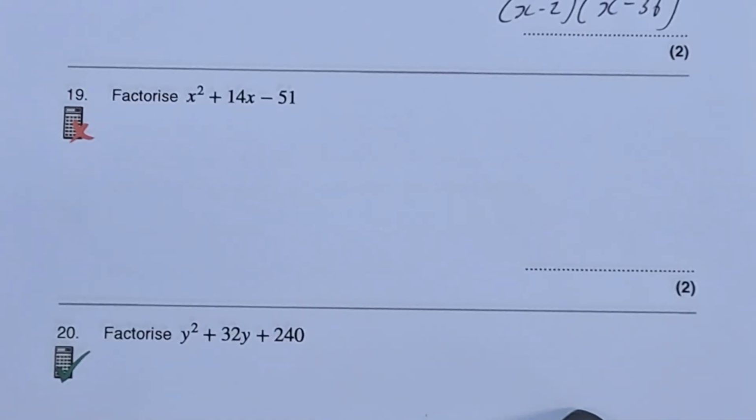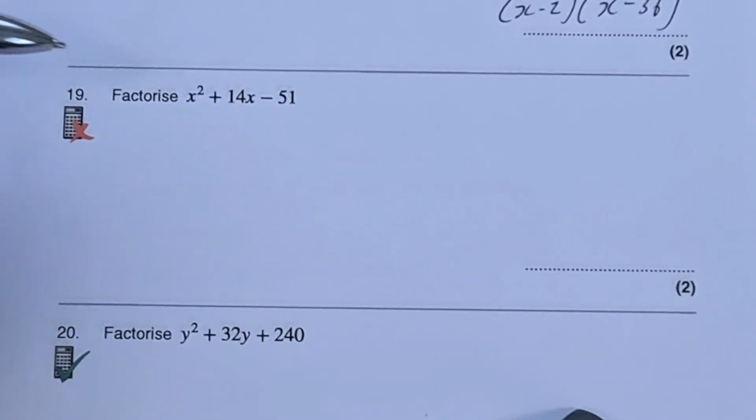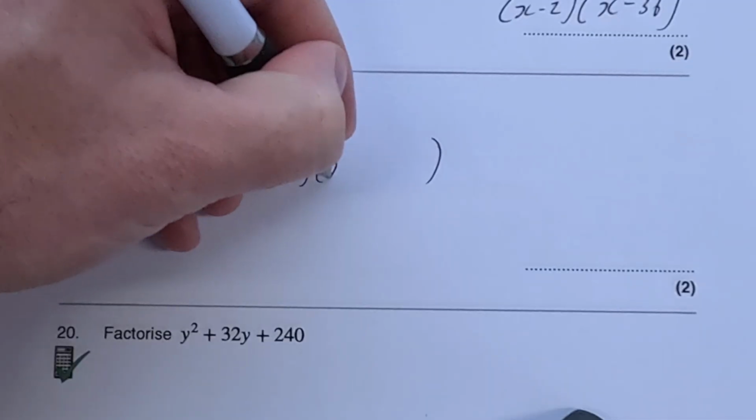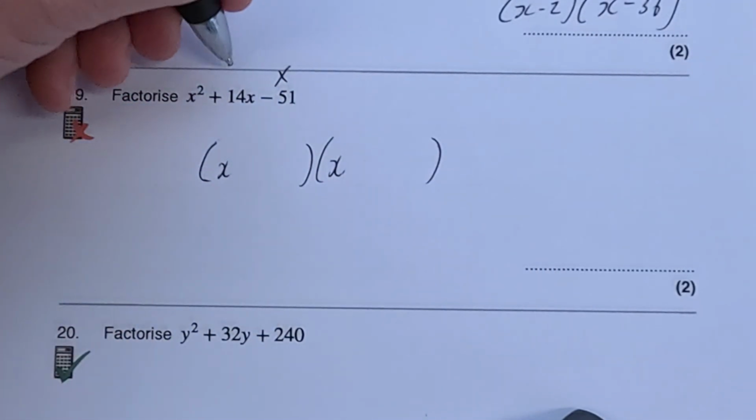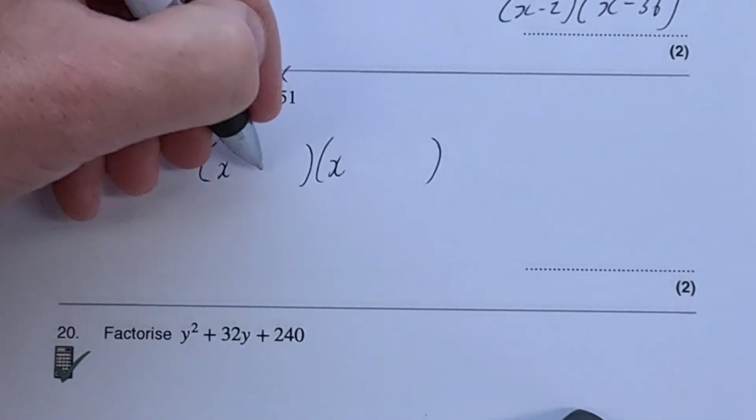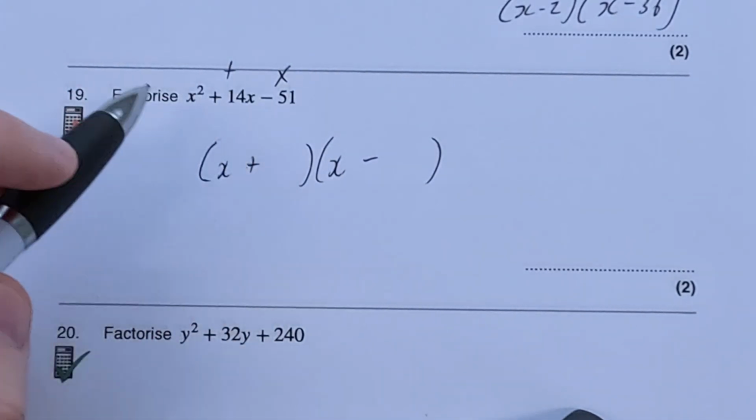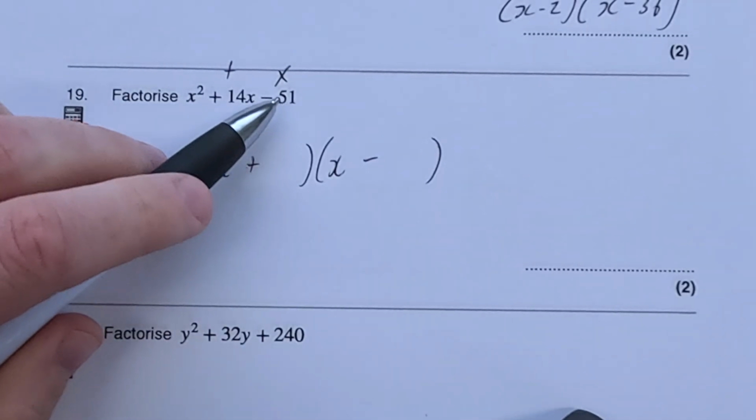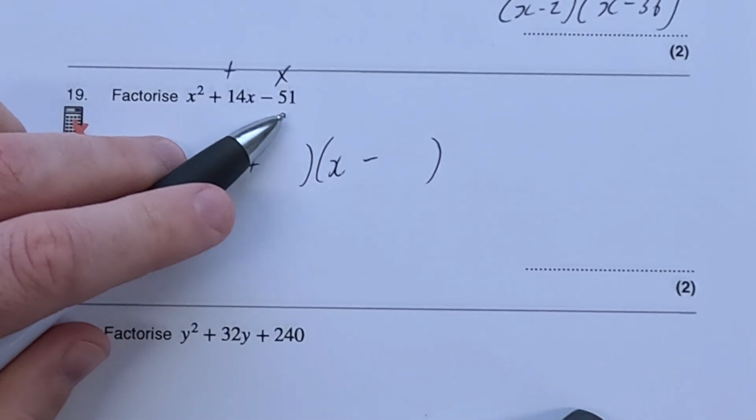Question number 19, we've been asked to factorize x squared plus 14x minus 51. So let's put our brackets down, and we've got x's in the front of both brackets. I want to find two numbers that times together to be minus 51 and add together to be 14. Because it times together to be a negative, we're going to have one positive and one negative. Now we need to think of the factors of 51. Well, it's not even, it's divisible by 3. 3 times 17 is equal to 51.